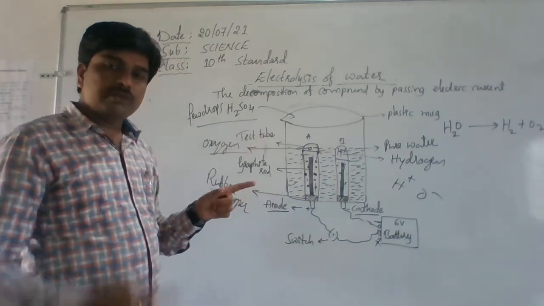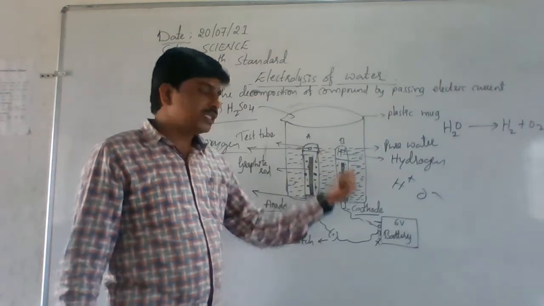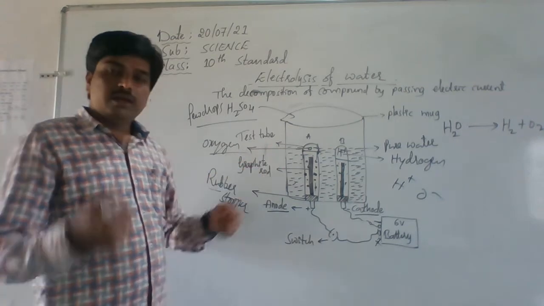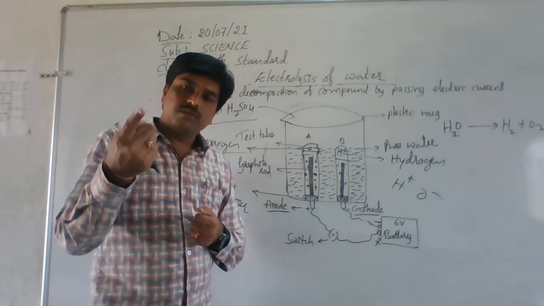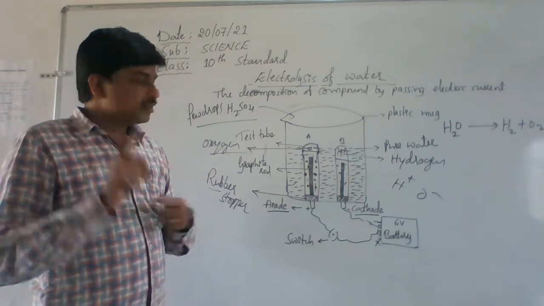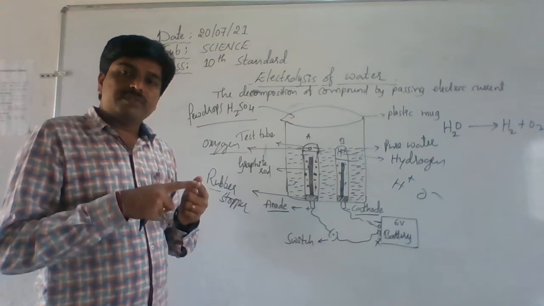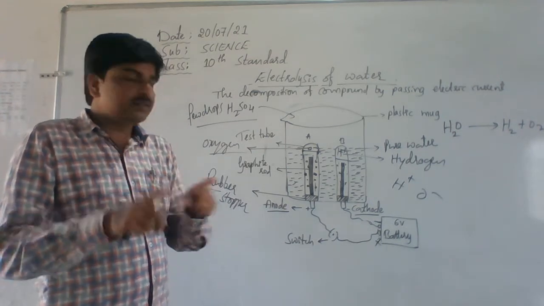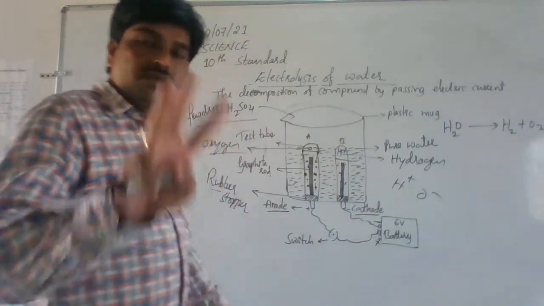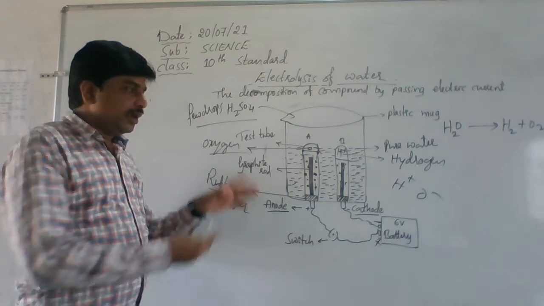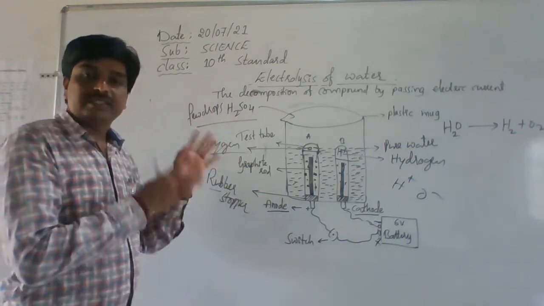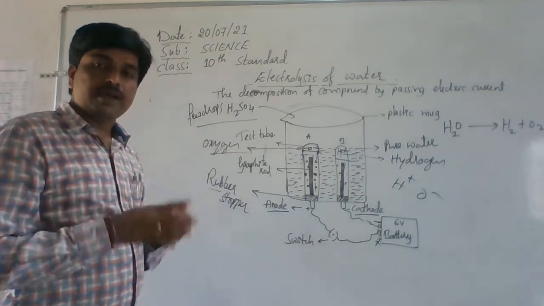So by using the splinter or lighter, you can check the gases collected in both test tubes. If the flame burns again brightly, remember that gas is oxygen. If the flame suddenly gets put off, that gas is hydrogen. So this is what we call electrolysis of water. Students, it is asked in examinations for 2 to 3 marks. Hence, you should practice this diagram neatly.